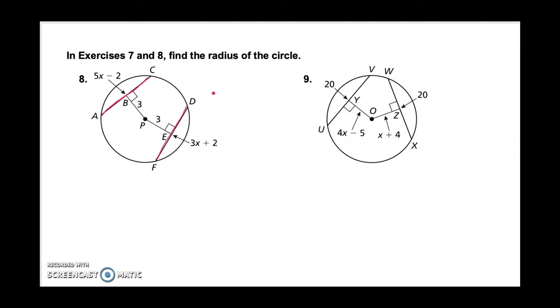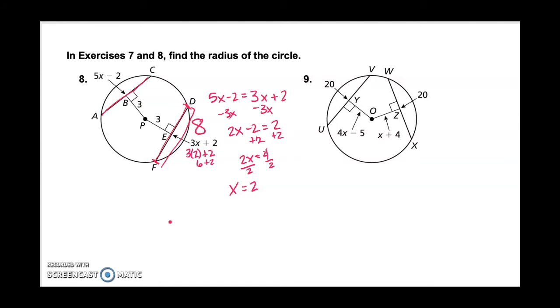I know those chords are congruent, so I can set up an equation. 5x minus 2 is equal to 3x plus 2. Subtract 3x, it gives me 2x minus 2 is equal to 2. I add 2, I get 2x is equal to 4, and then dividing by 2 gives me that x is equal to 2. So it's part of what I need. If I plug that back in here, let's go with this one, 3 times 2 plus 2, 6 plus 2. So I now know that this whole chord right here has a length of 8.